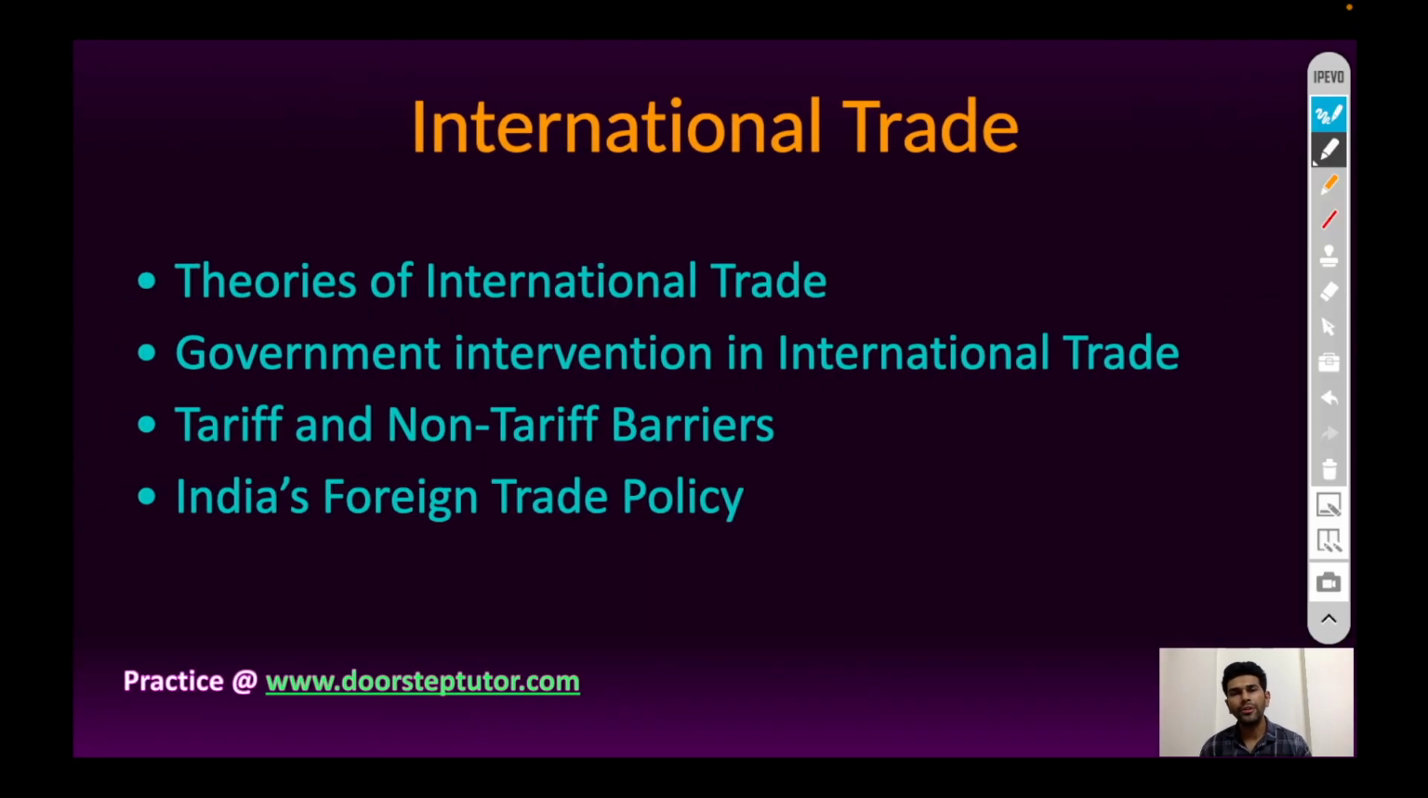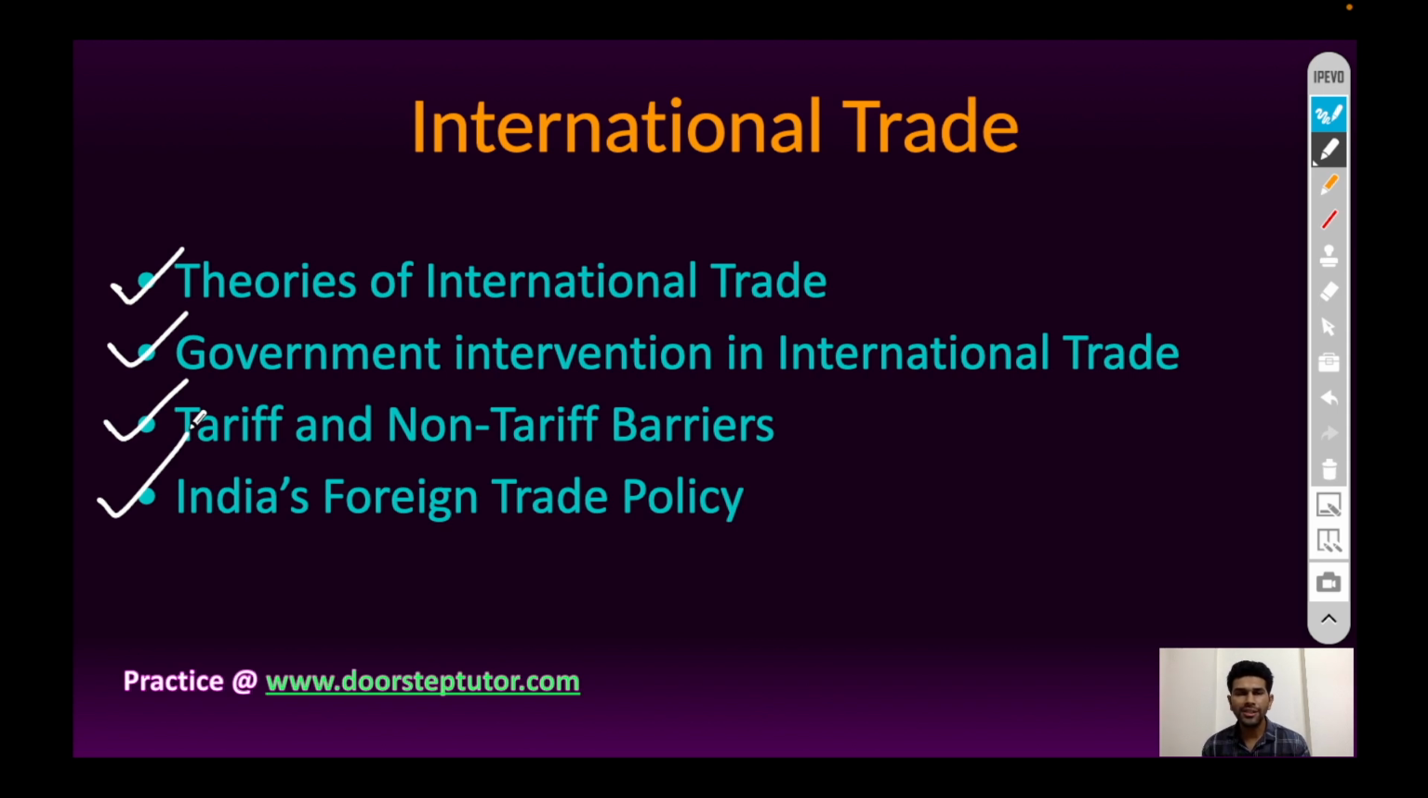Welcome to the lecture on international trade. In this lecture, we will discuss various theories of international trade, government intervention in international trade, types of tariff and non-tariff barriers, and India's foreign trade policy.